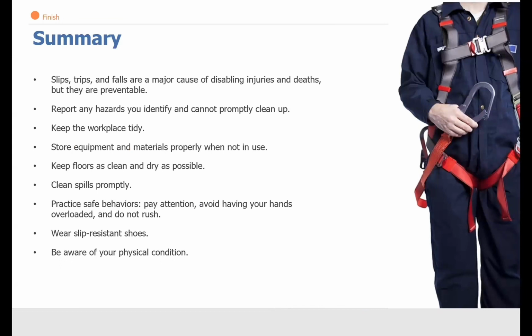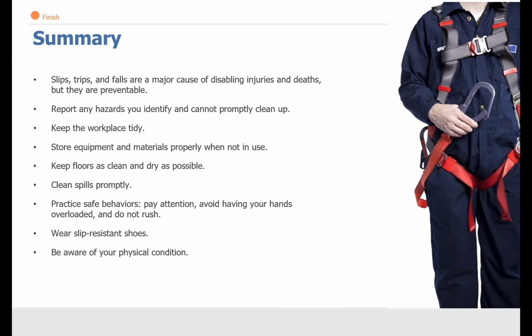And when we're looking at the summary of everything we've learned, basically, slips, trips, and falls are a major cause of disabling injuries and deaths, but they are preventable. Report any hazards you identify and cannot promptly clean up, and make sure to keep the workplace tidy. Store equipment and materials properly when not in use. Keep floors as clean and dry as possible. Clean spills promptly and practice safe behaviors, which is paying attention, avoiding having your hands overloaded, and not rushing around.